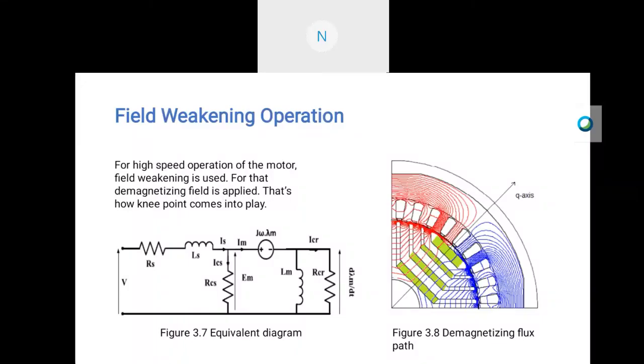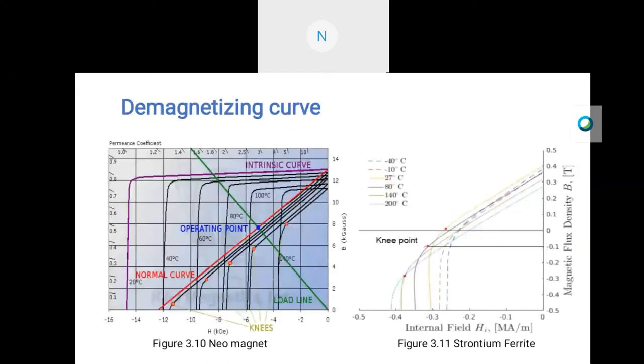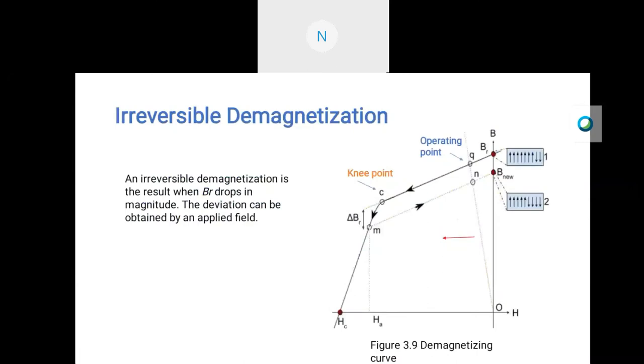So for that, we have to know how much negative flux we can apply to the magnets so that the magnets do not get demagnetized. It's an important thing we have to discuss. So the next slide is the irreversible demagnetization effect. In the next slide, I'm showing the irreversible demagnetization effect.